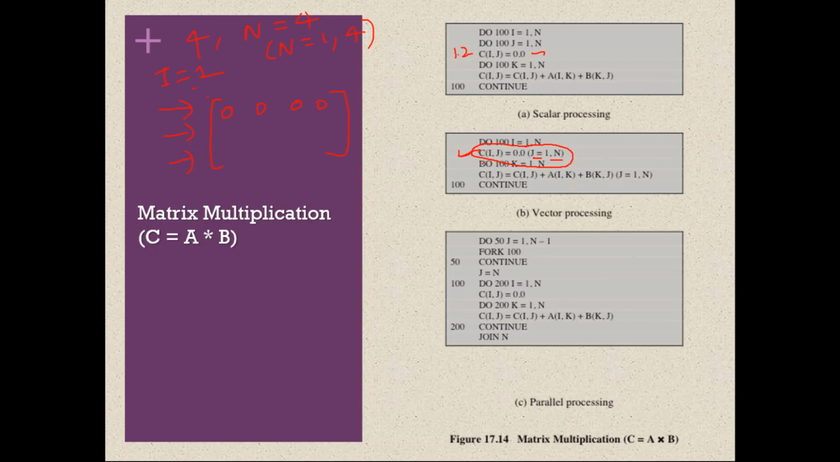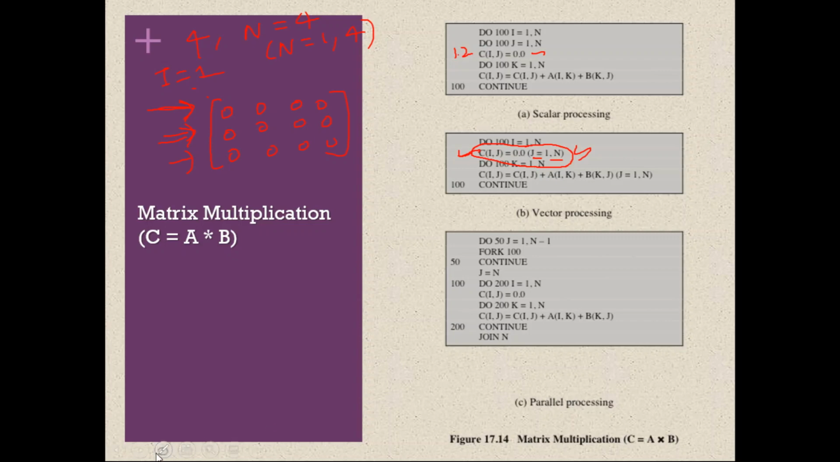But here that is not the case. When this executes for the first time, in the first row all the columns will get 0. When it executes for the second time, in the second row all the columns will become 0. When it executes for the third time, in the third row all the columns will get 0. This is how it works, because this is called vector processing. So this is with respect to C.